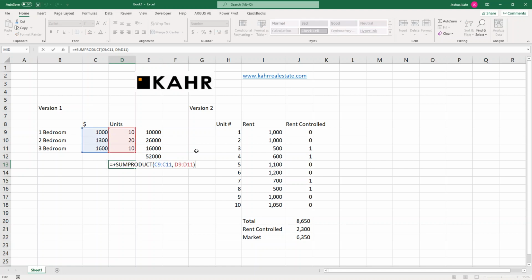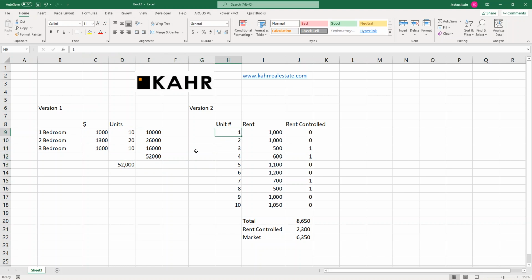It's not to do this, because that's stupid. It's easy. It's more for a problem like this. You've got 10 apartment units, and they're different rents. Say 1,000, 500, 1,100, 700. Let's say some of them are rent controlled, some are not. In this case, the ones that are market rate, I made zeros. The ones that are not market rate, I made ones.